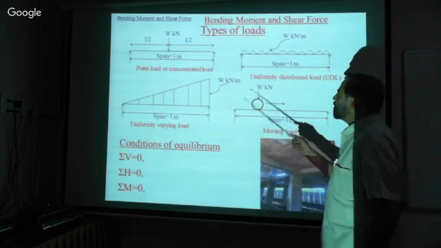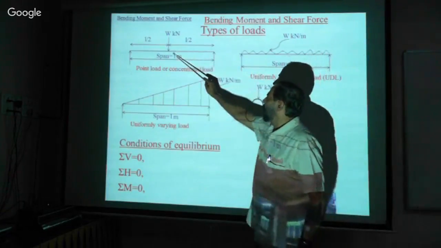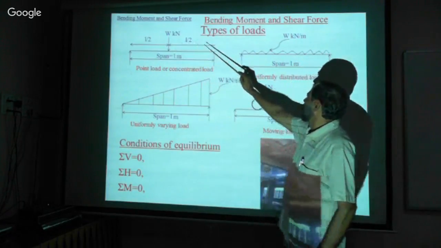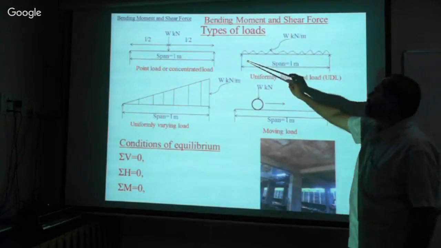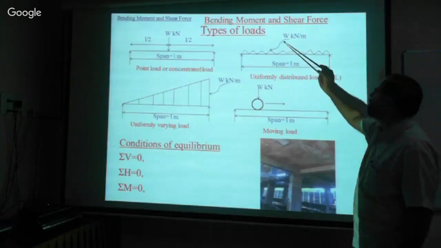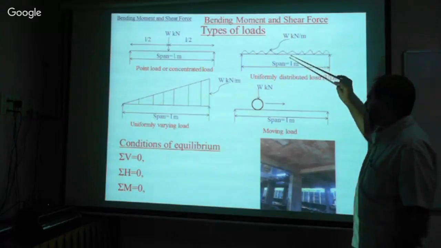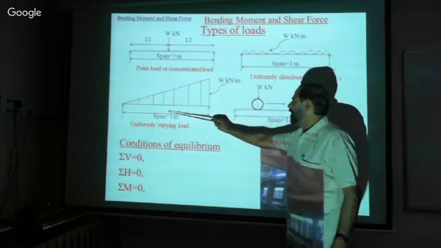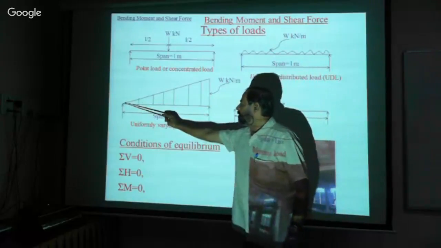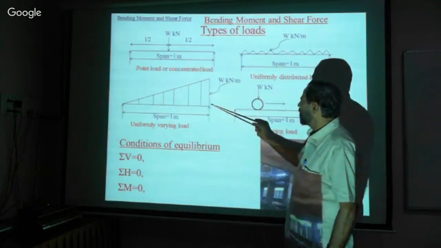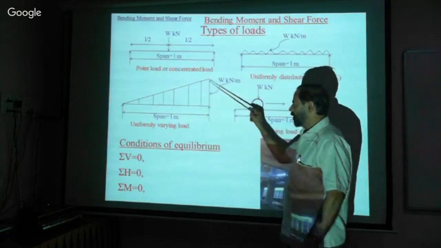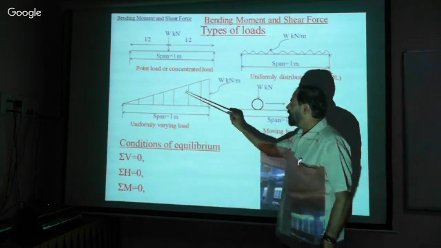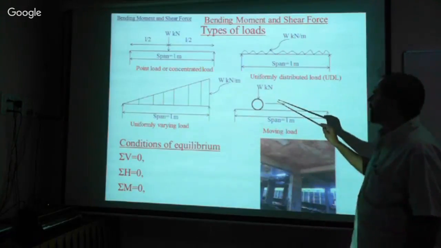And you know the types of loads: point load or concentrated load, and UDL, uniformly distributed load. The load is acting over the span of the beam, that is W kilonewton per meter. And this is the uniformly varying load. At one end it is zero load, and at the other end W kilonewton per meter. This is called the uniformly varying load, and this is the moving load.